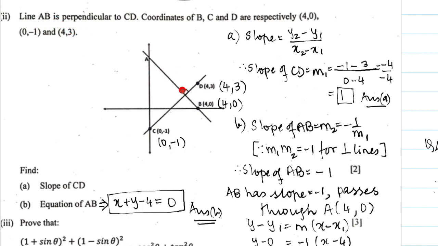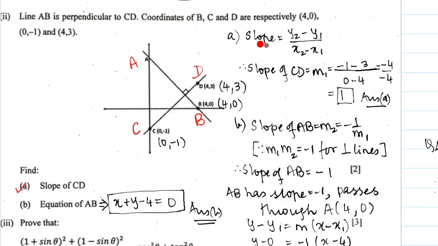So line AB is perpendicular. Can you see this AB? This is your A, this is your B, and this is your CD. So this is our C and this is our D. Coordinates of B, C, D are given here like so, and they are asking us to find the slope of CD.